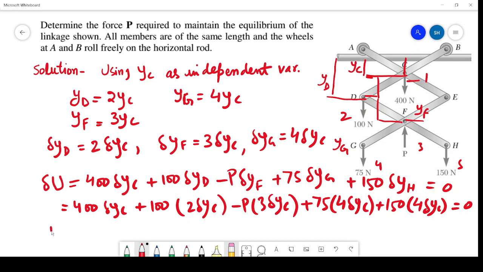When we simplify this in terms of P, you will get P as 500 Newton, and the answer is positive. So our assumption is correct that P will act in the upward direction and P will be equal to 500 Newton. So this is how you can calculate this type of problem.